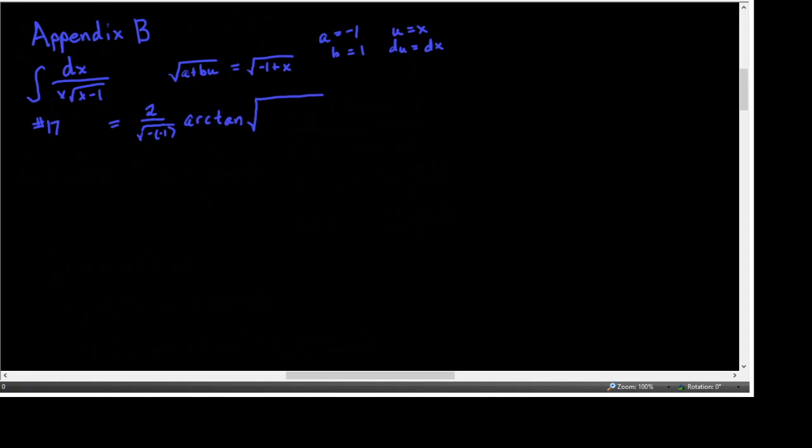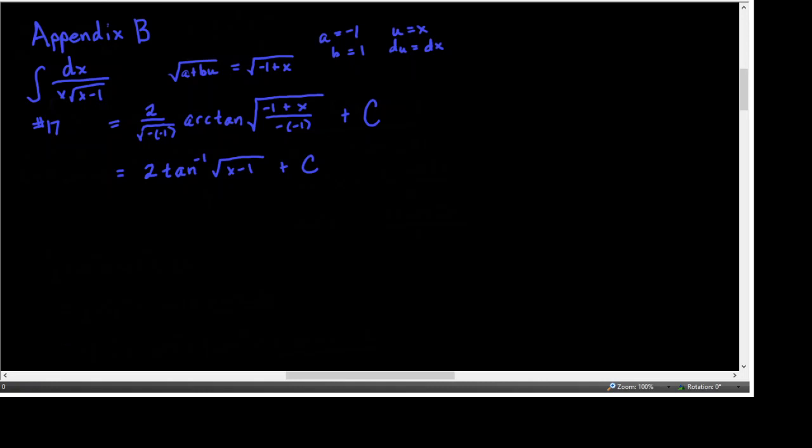Anyway, times the arctangent of the square root of a, -1, plus b, which is 1, times u, which is x, divided by the opposite of a, plus c. So this simplifies to be 2 arctangent, or tangent inverse, of the square root of x minus 1, plus c. That would be our final answer for that one. Again, a lot of it is just finding the right formula and going with it.